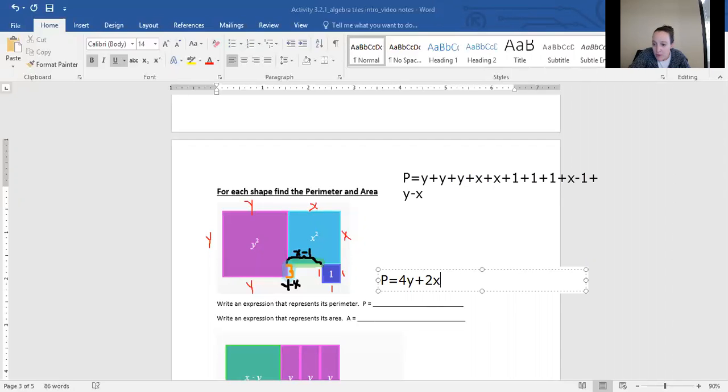And then how many 1's do we have? Well, we have 1, 2, 3, but we subtract 1, so we have plus 2. So that's what my perimeter looks like. All right, so my perimeter is 4y plus 2x plus 2. All right, so let's look at our area. So let me erase all of our perimeter stuff. Please, when you're looking at perimeter, take your pencil out and label each side. It makes a big difference.